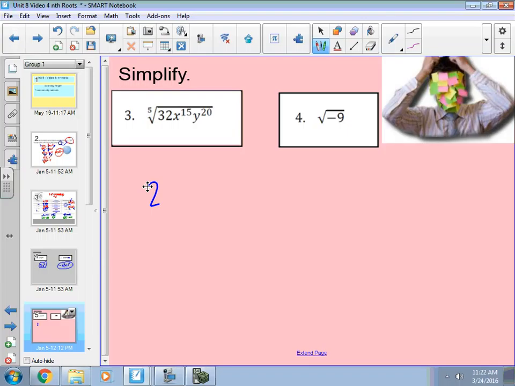Now with the exponents, you want to divide. What's 15 divided by 5? X to the 3. What's 20 divided by 5? Y to the 4th. And that would be your answer.